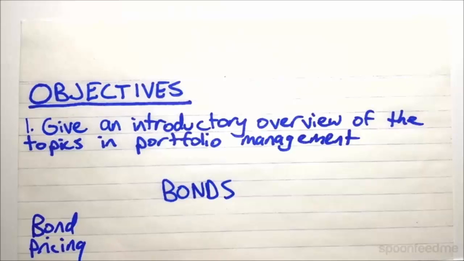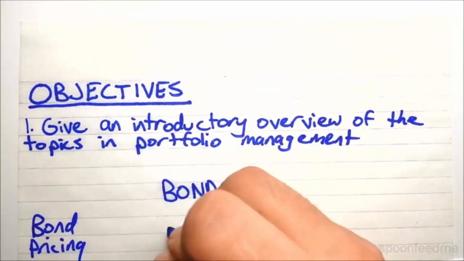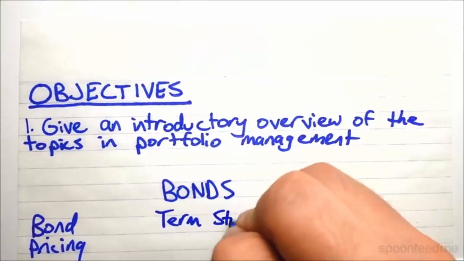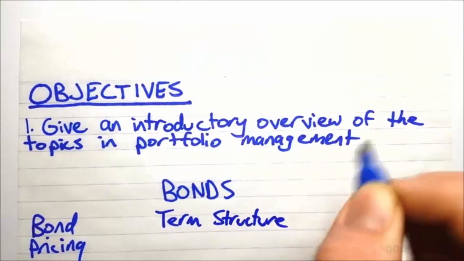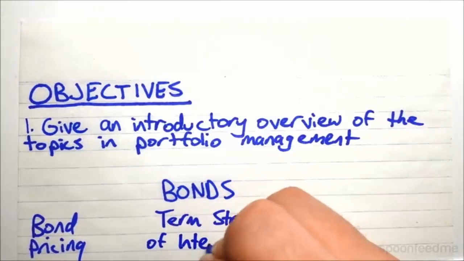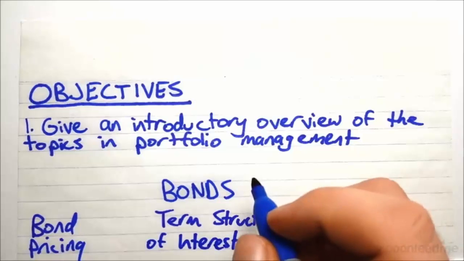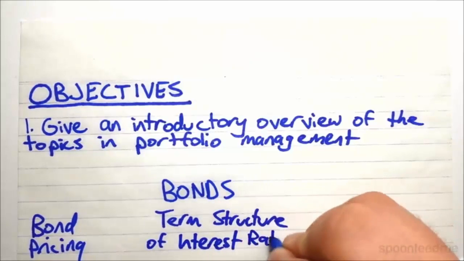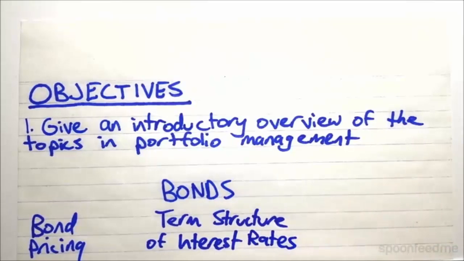Then, once we're done with that, we'll go into the term structure of interest rates. Now, this is going to be dealing more with how the yields on bonds are different for different bonds, and we're going to be looking at how these differences are created.